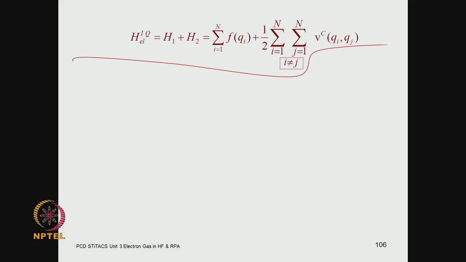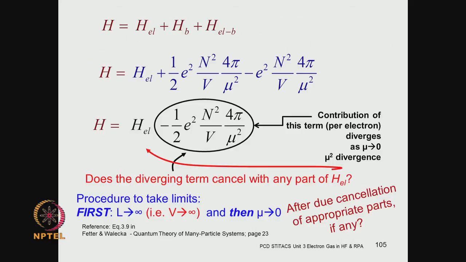So yes. So why should we take the limit L tending to infinity first and then mu to 0?